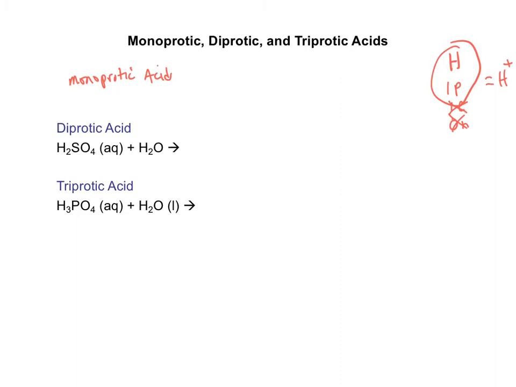Okay, so monoprotic means 1 proton per molecule, for example, HCl. Diprotic, you've got 2 H's per molecule in sulfuric acid. Triprotic acid, you know it's an acid because the H's are written on the left. Triprotic acid, you have 3 hydrogens in 1 acid molecule there.